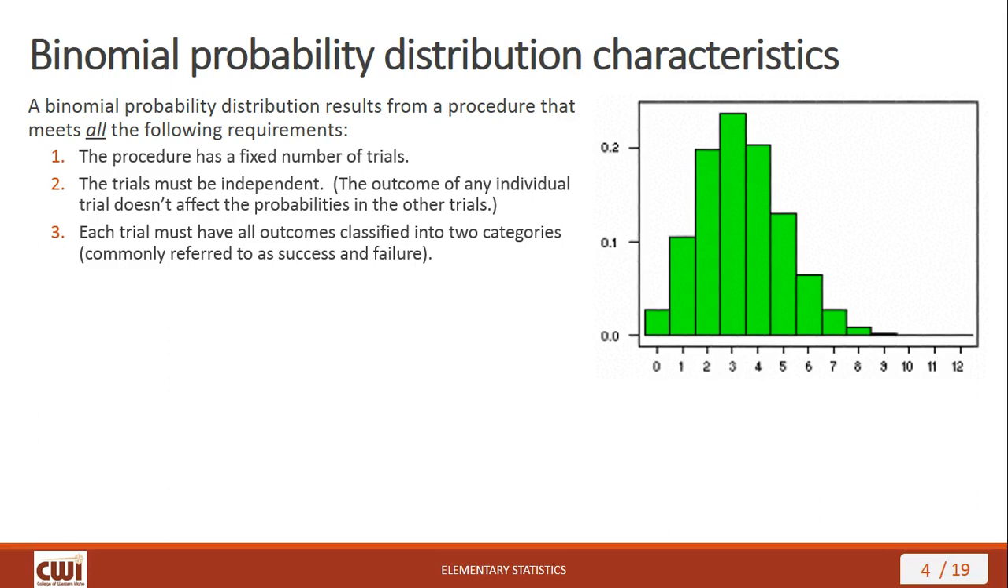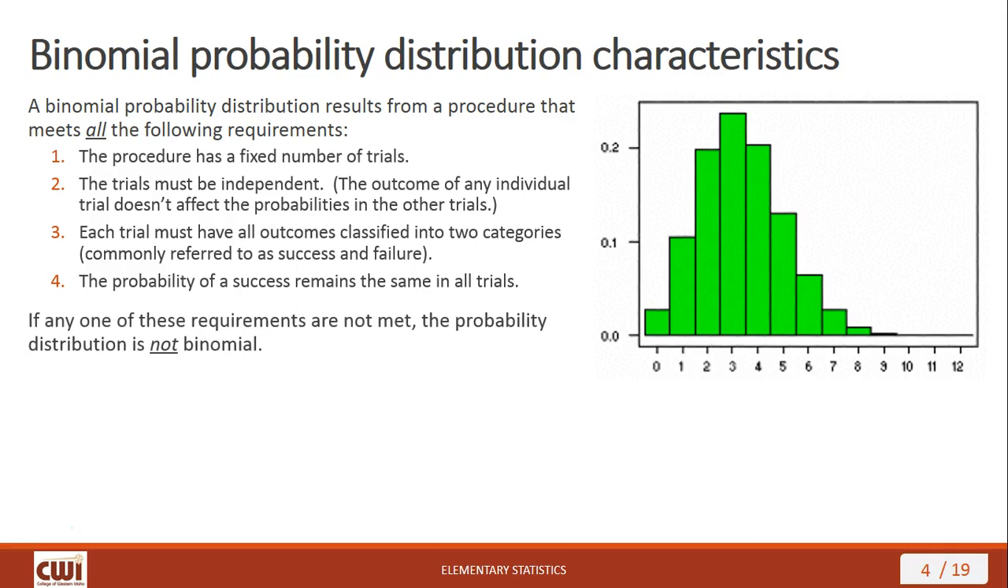Success we can define any way we want, but the way we define success will determine many of the characteristics of our distribution. And fourth, the probability of a success remains the same in all trials. Again, the trials are independent, so it makes sense that the probability of success would need to be the same for all of the trials. If any one of these requirements is not met, then the probability distribution you're looking at is not binomial. It's something else, so you'll have to find some other distribution to fit your data to.